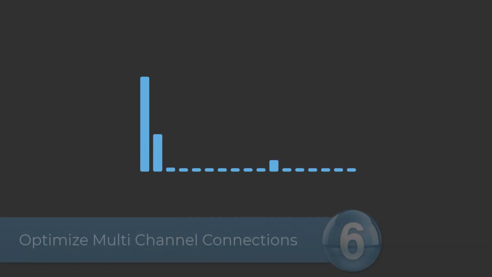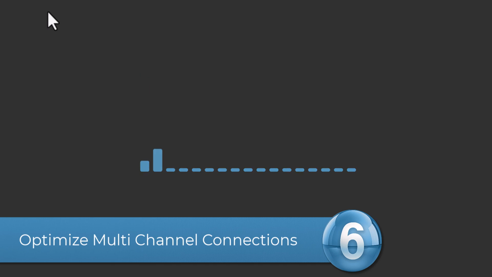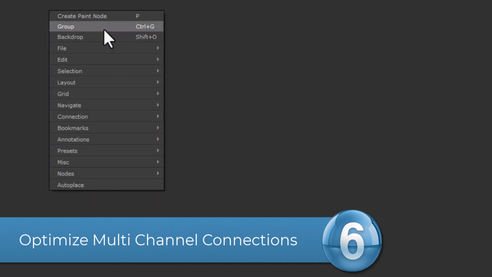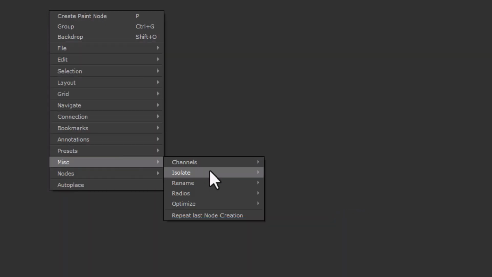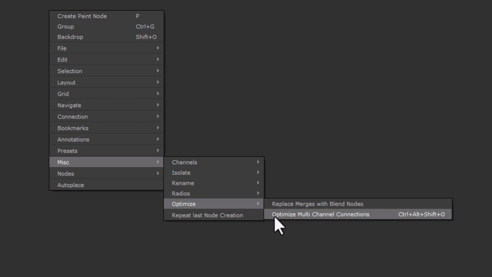Next, let's move on to a new feature that will help you improve your general performance when working with materials in the node graph. If we open the right mouse click menu, go to the miscellaneous section, and in there open the Optimize menu, you will find a new option called Optimize Multi-Channel Connections.